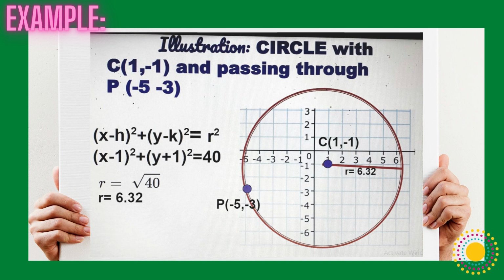So from the center, we need to move 6.32, moving to the right. Then use your compass to draw the circle. And make sure that your circle will pass through negative 5, negative 3. All right, so this is the illustration of the circle using the given equation, x minus 1 quantity squared plus y plus 1 quantity squared equals 40.